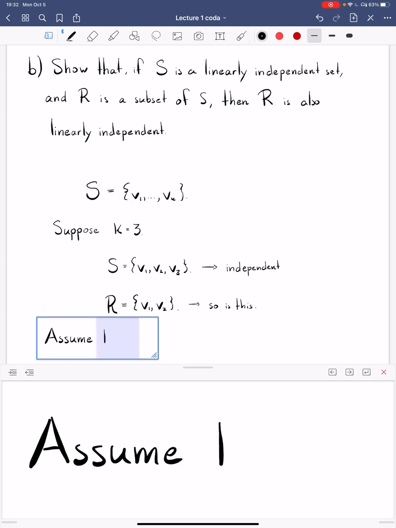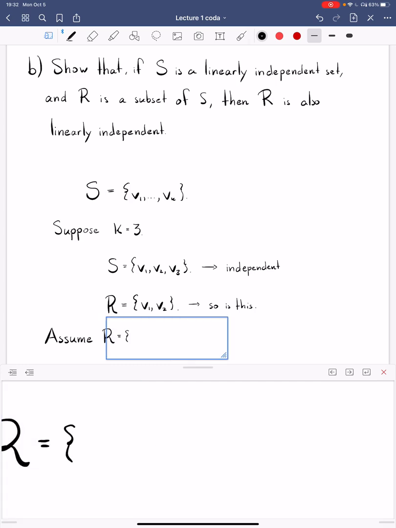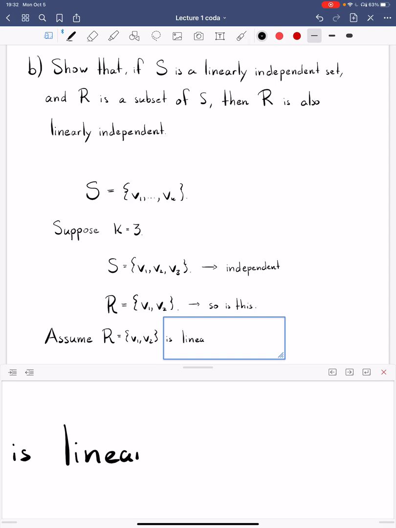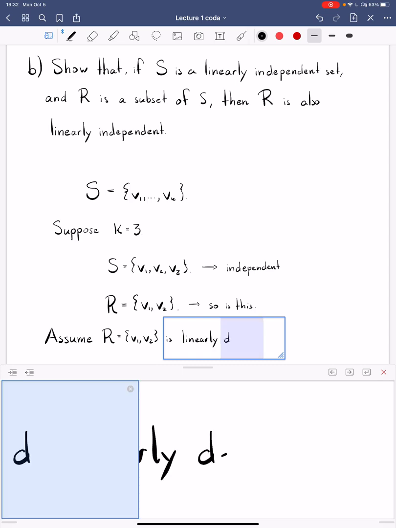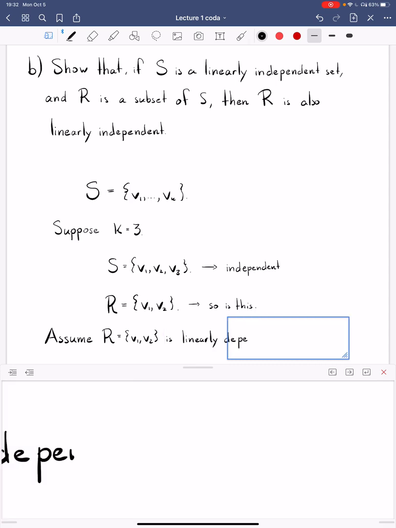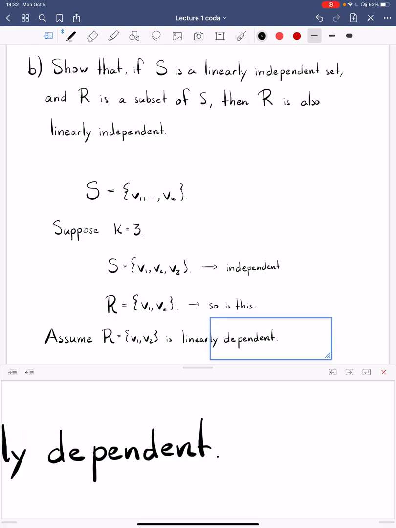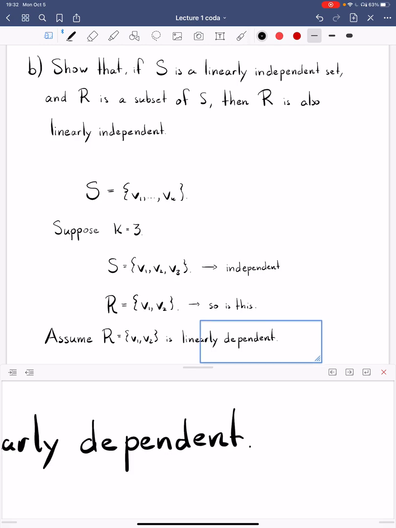So assume R equals {v1, v2} is linearly dependent. All right, so this is the exact opposite of what I'm hoping is the case, that I'm trying to show, which is that R is linearly independent. So let's see what happens if I assume the opposite of what I'm trying to prove.